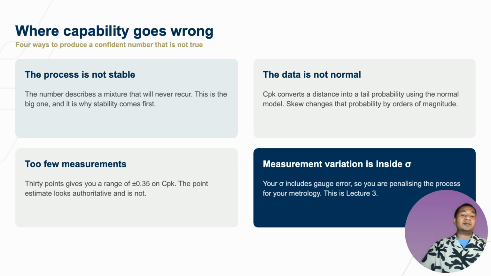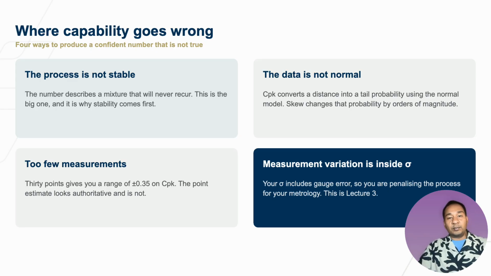Four ways to produce a confident capability number that is not true. The process is not stable, then the number describes a mixture that will never recur. This is a big one and it is why stability comes first. I have said it four times in this lecture and I'll say it again later.